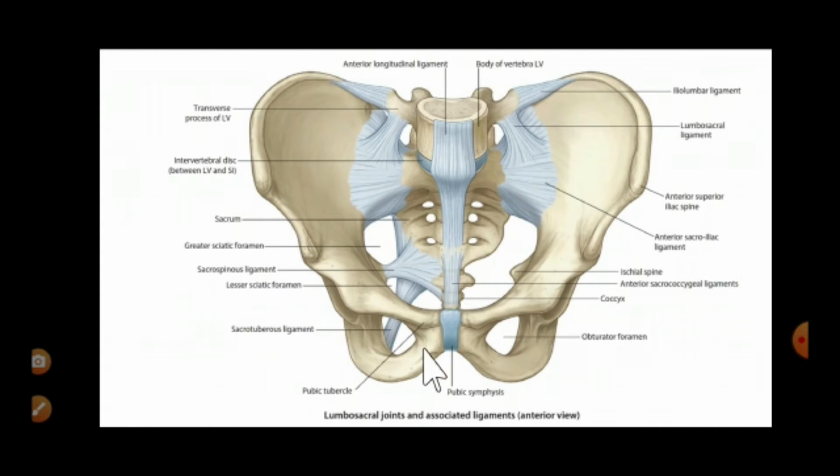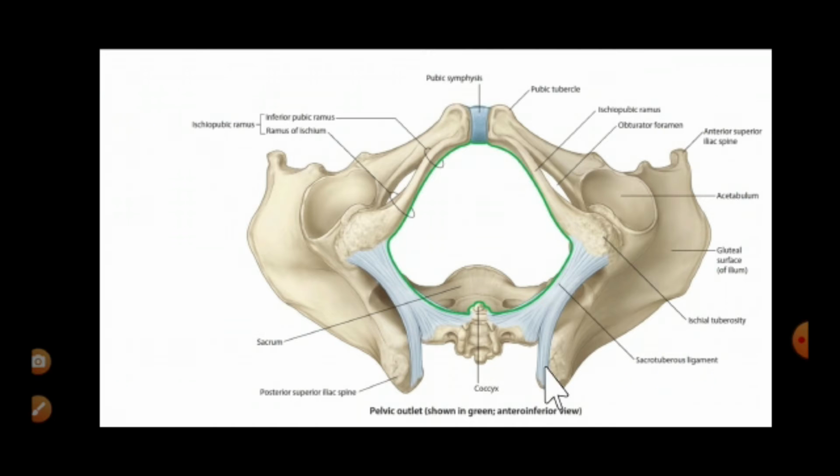Now this is the anterior aspect, and here we can see the sacrospinous ligament, and superficial to that we can see another ligament, that is the sacrotuberous ligament. And on the anterior aspect, we can see another ligament here, that's the anterior sacroiliac ligament. From the lumbar vertebrae to the sacrum, that's the lumbosacral ligament, and then from the ilium to the lumbar vertebrae, the iliolumbar ligament.